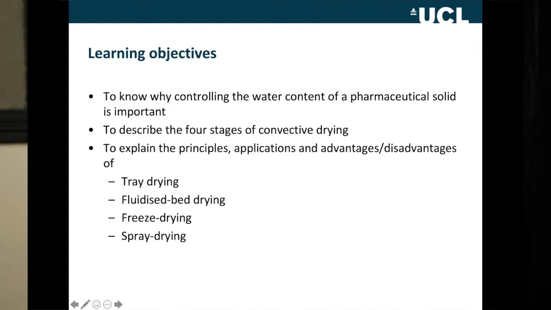So let's start by looking at what you should know by the end of the lecture. The first thing is, why do we dry solids in the first place? Why can a pharmaceutical material not just be wet and be fine? So you should be able to discuss the reasons for drying materials in the first place. In terms of the drying process, we're going to look at something called the convective stages of drying, and that has 4 stages. So you should be able to describe the 4 stages of convective drying.